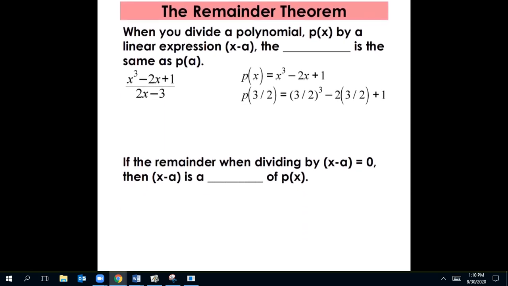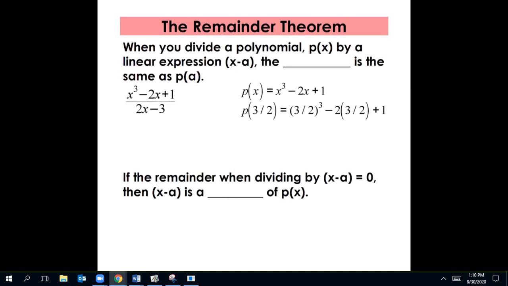So it's just a quick definition. The remainder theorem says that when you divide a polynomial p of x by a linear expression x minus a, that you get the remainder, let's put that here in purple, is the same as if you were to just plug that value in to the function.